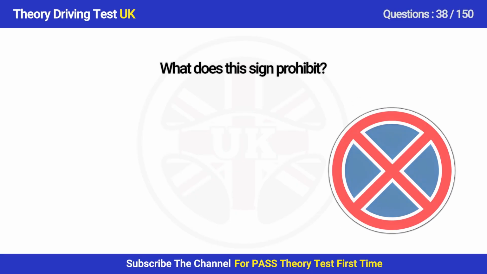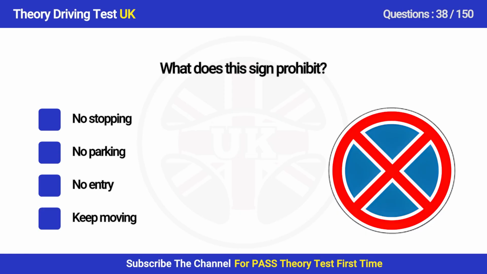Question 38. What does this sign prohibit? A. No stopping. B. No parking. C. No entry. D. Keep moving.